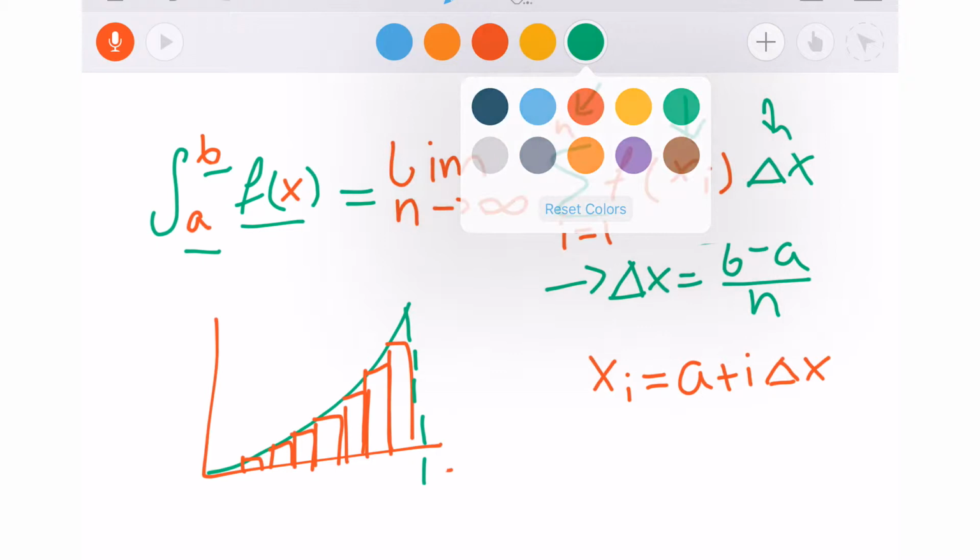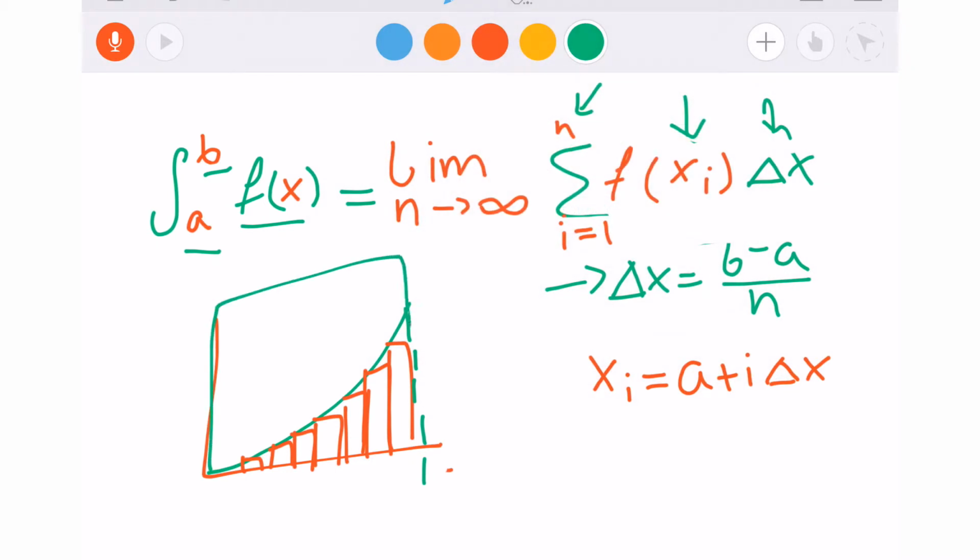So what this graph says is that we have n rectangles, and each of these rectangles has a width of delta x. So if we add up all these rectangles together, we can get an accurate estimate of what the area under the curve is. Under this curve right here. But if we use an infinite amount of intervals, we can get the exact area under the curve. So that's what we're trying to go for.